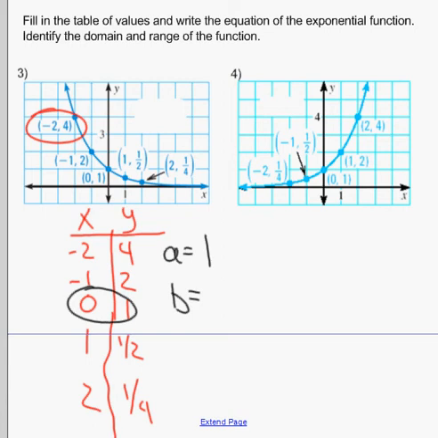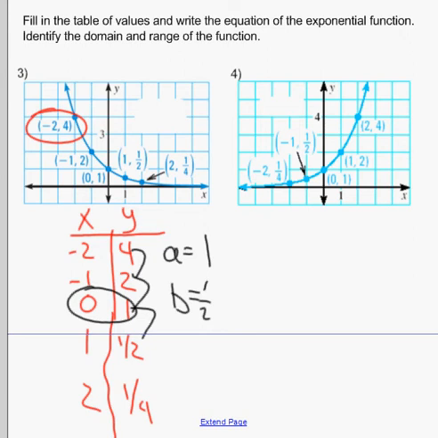Now, I have to look at my Y values, and I have to figure out, what am I doing each time? How am I going from 4 to 2? How am I going from 2 to 1? How am I going from 1 to half, and so forth? Okay? I'm dividing by 2, but I'm not going to write that B equals -2. I'm going to write that B equals 1/2. Okay? Because technically, when you divide by 2, you're multiplying by 1/2. It's the same thing.